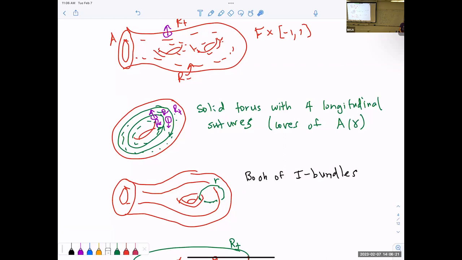Does it matter which surgery you do? Is it surface slopes? Maybe I don't want to do meridional surgery. I don't want to do longitudinal surgery. So let's say R is not equal to zero.